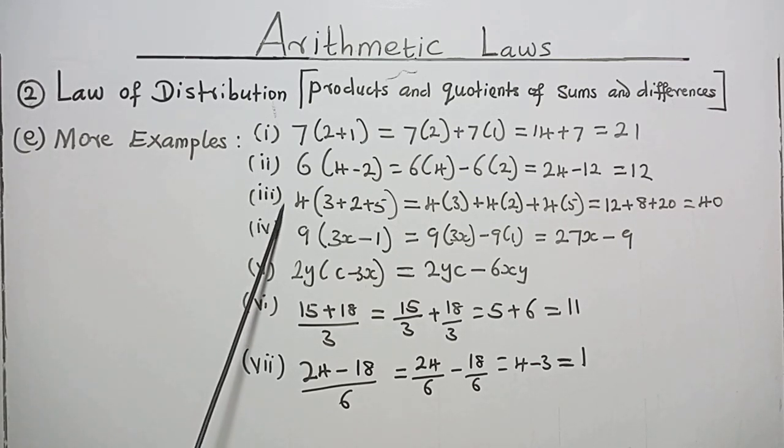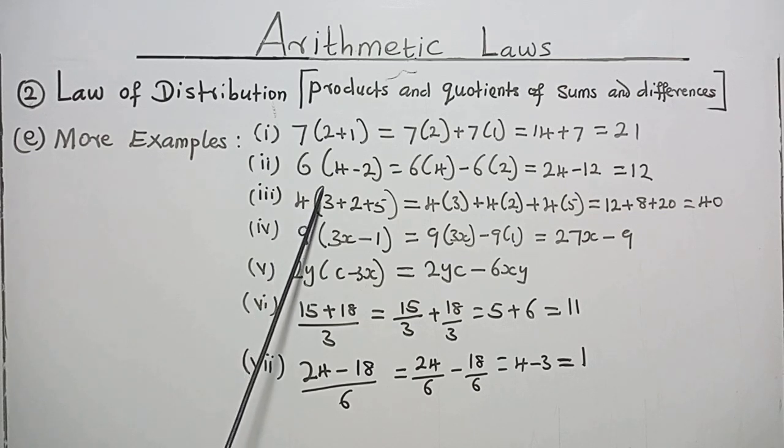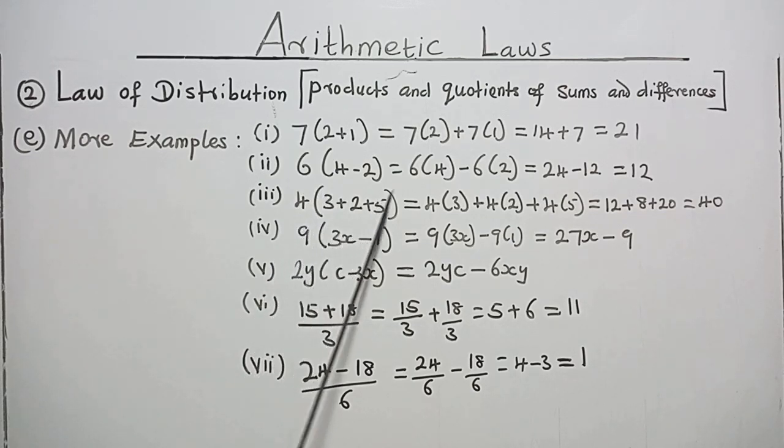Right? So we have 4 bracket 3 plus 2 plus 5. As before, multiply 4 individually by 3, 2, and 5. See it playing out here. We have 4 times 3, that's 4 bracket 3. Then plus 4 times 2, that is 4 bracket 2.